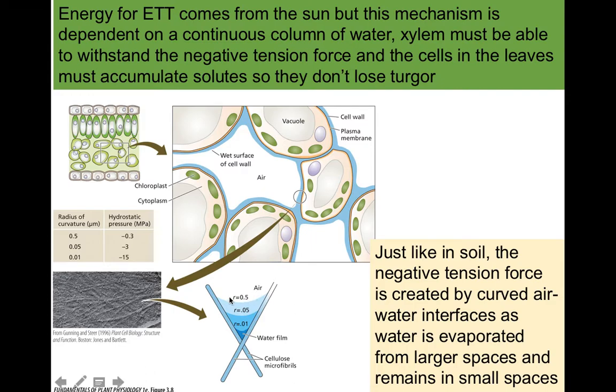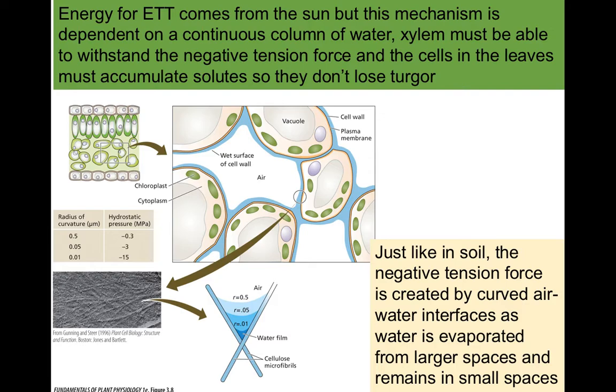So remember that the air and water, they want to minimize their interaction. Water molecules don't want to interact with air. They would rather interact with the cellulose microfibrils of the cell walls and the other water molecules. So because they're being forced to interact more with air, this is where that negative tension force that's going to power the movement of water from the base of the tree to the leaves gets generated. And of course, the driving force for that will be provided by the sun. That energy needed will be from the sun as it evaporates water by warming the leaf.